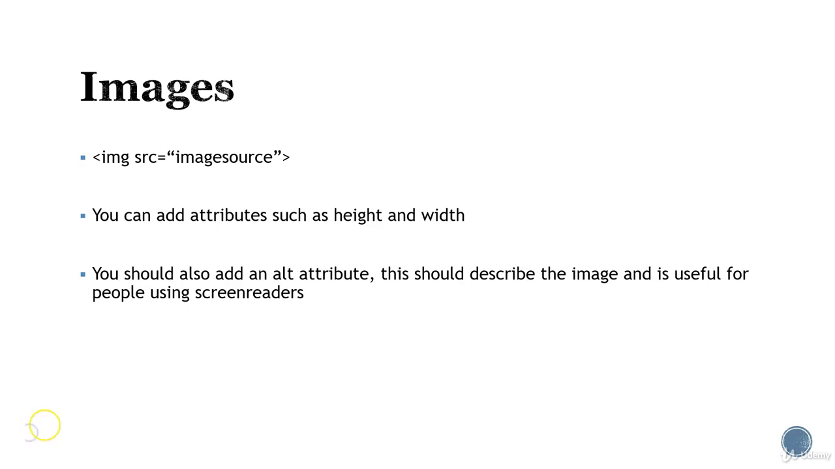So first of all, we can add an image to a website by using the code img src, which stands for basically image source. And where you have equals image source, you would actually replace that with wherever you would find your image. So for example, if it's in the same folder as your web page, you would literally just put the name of the image followed by its file type. So it could be image.jpg, for example.